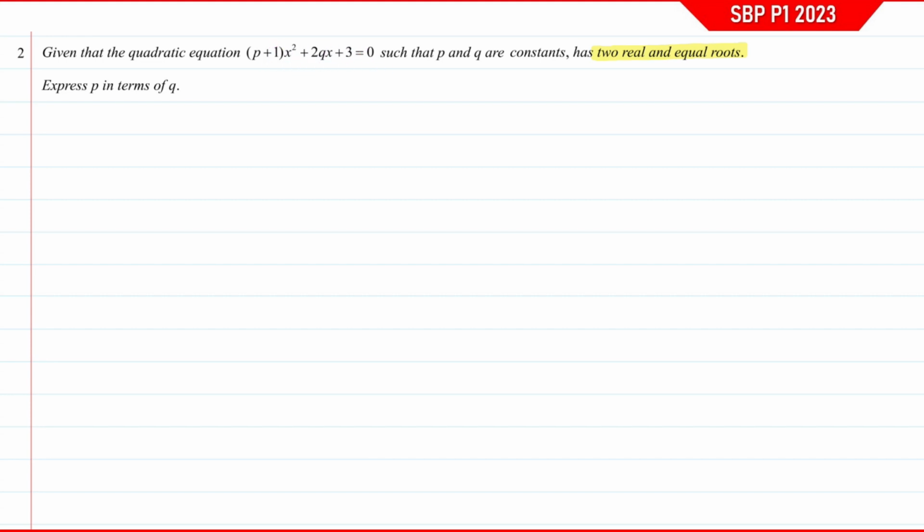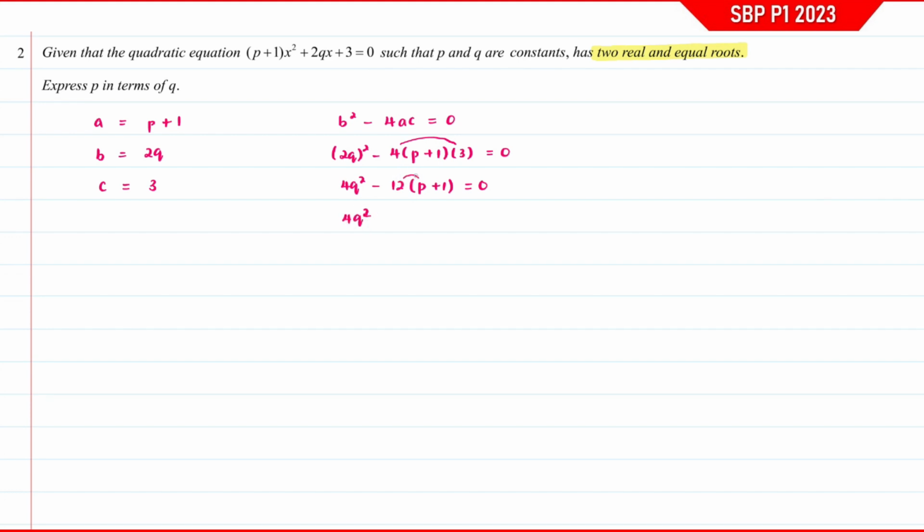As this equation has been written in general form, by comparison, we know that a is equal to p plus 1, b is equal to 2q, and c is equal to 3. So here we're going to get bracket 2q squared minus 4 times p plus 1 times 3 equals 0. So 4q squared minus, we can multiply the 4 and 3 first, so 12 bracket p plus 1 equals 0. So 4q squared, when you expand it, you're going to get minus 12p minus 12 equals 0.